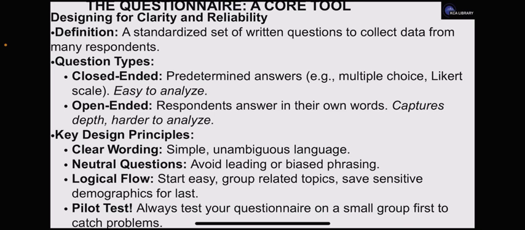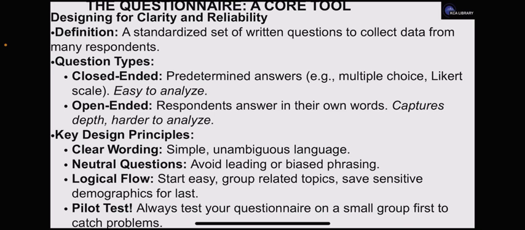A good example of the close-ended is the type that has multiple choice, whereby the respondents just have to tick a particular answer, and you can easily analyze your research based on the answers they picked. But when the respondents answer in their own words, this captures depth. It goes way longer, and it appears harder to analyze. Now let's look at the key design principles.